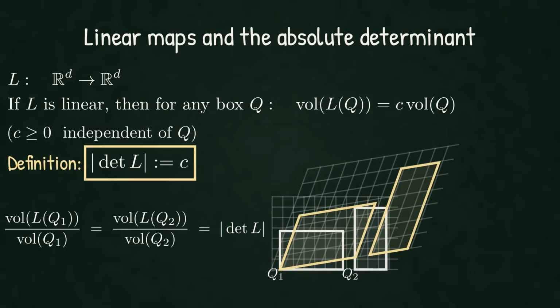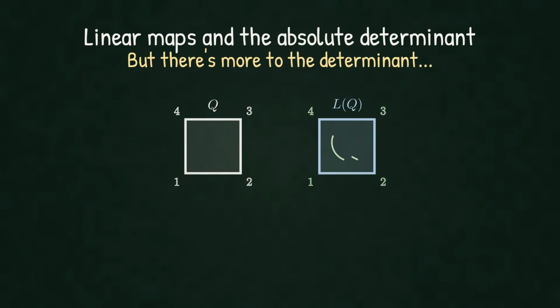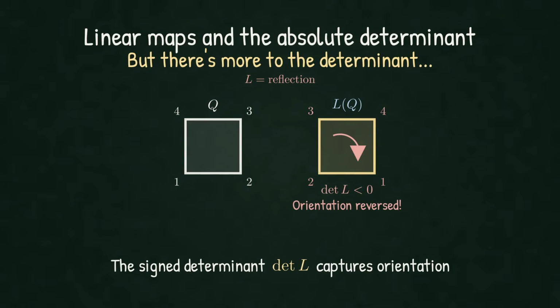But there's more to the determinant than just volume scaling. Consider a rotation. The corners move, but the orientation stays the same. The sign determinant is positive. Now consider a reflection, a linear map that flips the plane. The corners swap and the orientation reverses. The sign determinant is negative. The sign determinant captures orientation. This distinction will become important when we compare Riemann and Lebesgue integration.